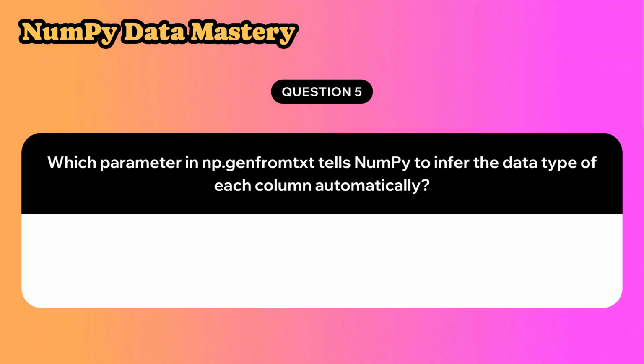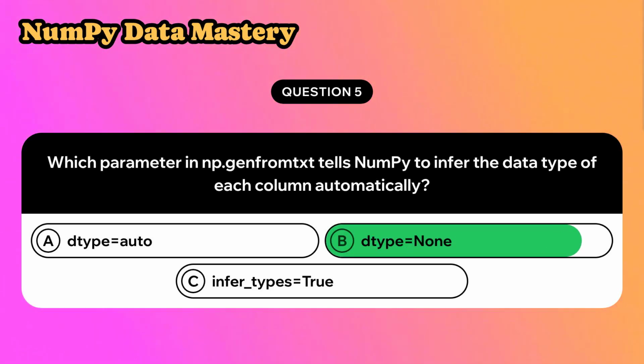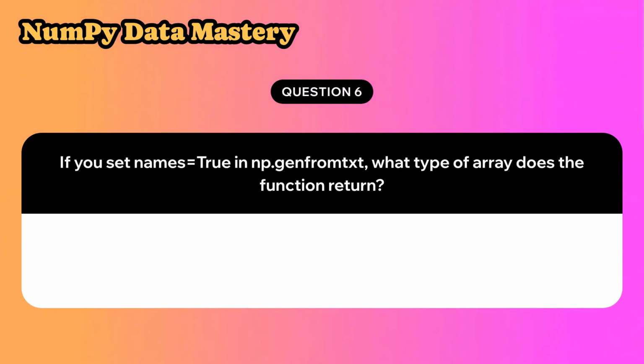Which parameter in numpy.genfromtxt tells NumPy to infer the data type of each column automatically? If you set names equals true in numpy.genfromtxt, what type of array does the function return?